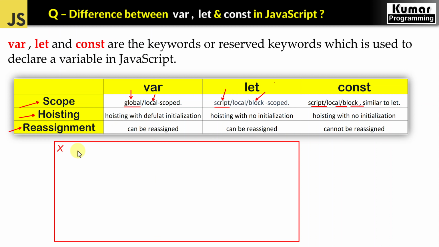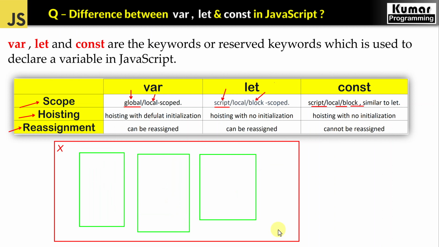And suppose inside this application we have created multiple script files. Here I have created one script file, a second script file, and a third script file. If I declare a variable y here, then this y variable is going to be accessible in all those scripts, and that is known as a script scope, right?